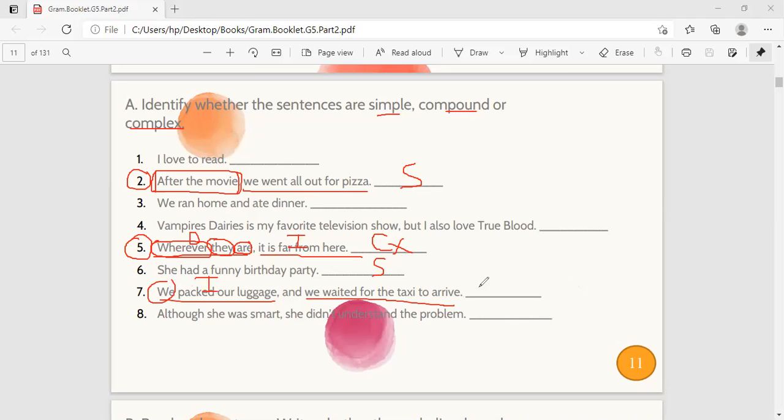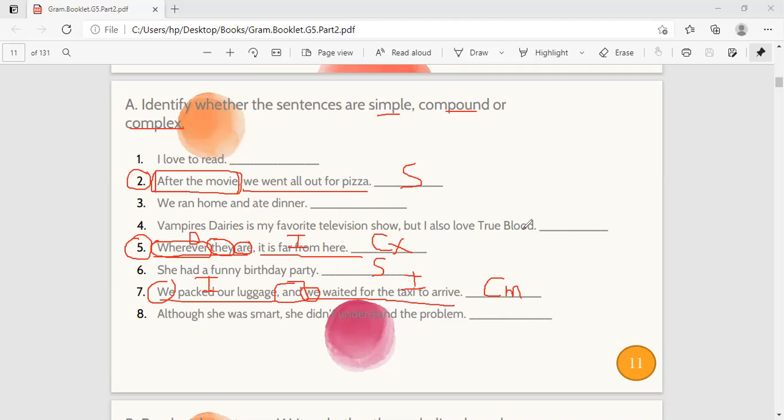We waited for the taxi to arrive. We is another subject. Waited for the taxi to arrive, a predicate, and we have a complete idea. This is the second independent clause. In the middle, I have a comma and a FANBOYS conjunction. So what does it make here? Compound. Compound, not a complex sentence. You have to pay attention to what I explain. I have been explaining them since yesterday. Please, guys, pay attention more. Concentrate. Is it clear now? You see the difference between the complex and the compound?